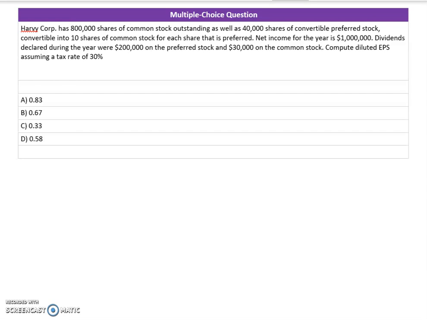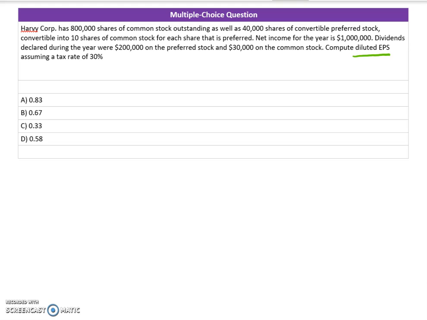All right, so this question is going to be calculating diluted EPS. And when we're doing diluted EPS, the whole idea of this is to basically show shareholders or financial statement readers what if our EPS calculation also incorporated if we converted certain securities into additional common stock.